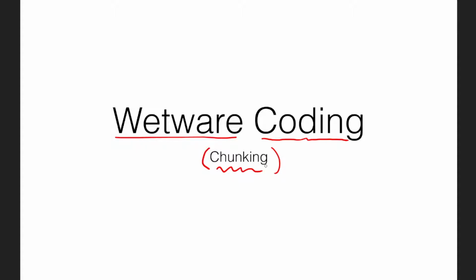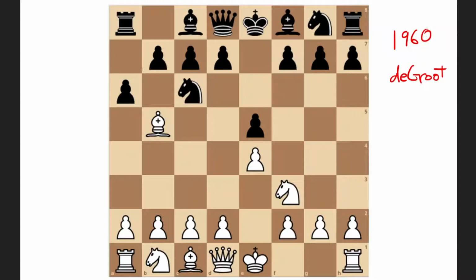Chunking is actually something that comes to us from psychology. It was discovered in the 1960s by someone named de Groot. At the time, it was believed that grandmaster chess players had this phenomenal ability to just magically memorize many chess positions very quickly. De Groot discovered that they actually did so by chunking very important features about the game into one single chunk in their mind.